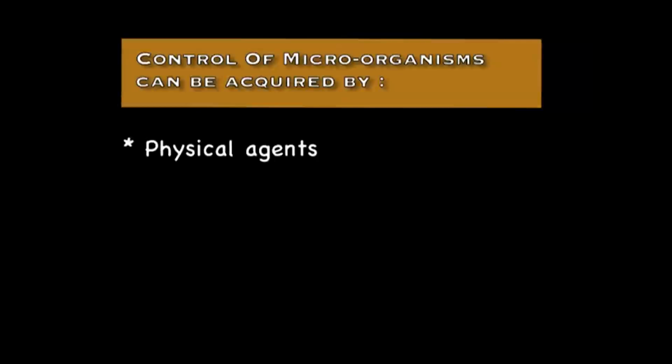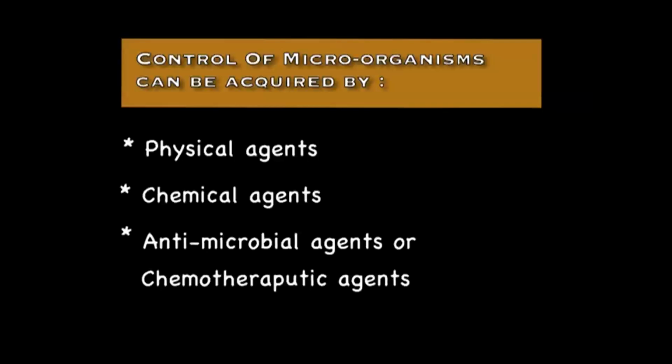So precisely, if we try to focus on the topic of sterilization or killing efficiency of a bacteria or a pathogen, we will find that there are in all 3 different types of antimicrobial agents. Number 1 are physical agents, number 2 chemical agents, and number 3 is antimicrobial agents.